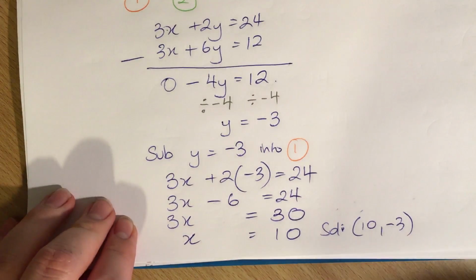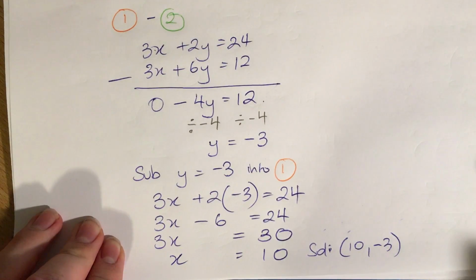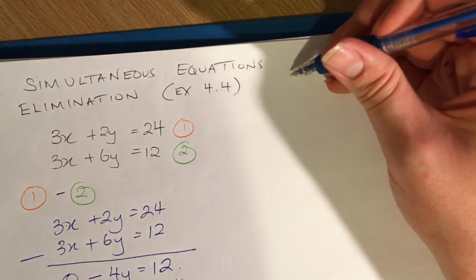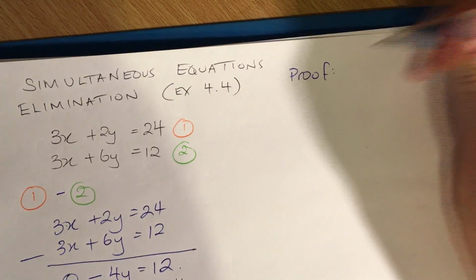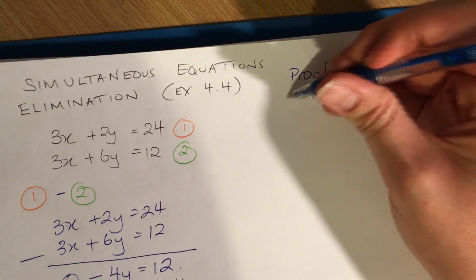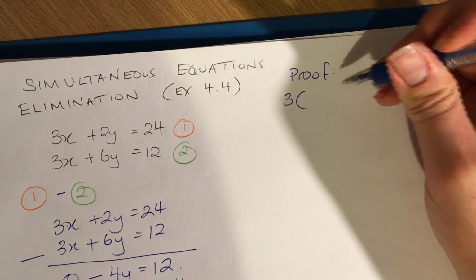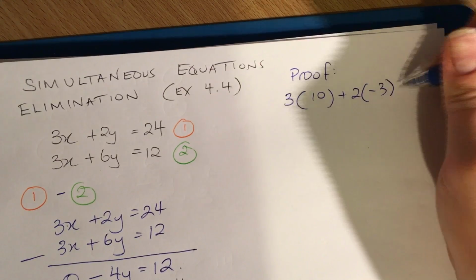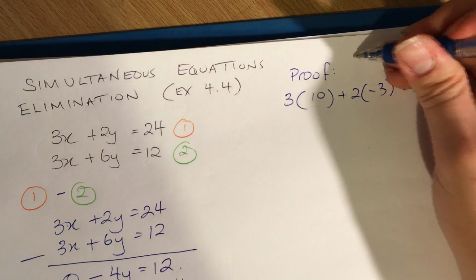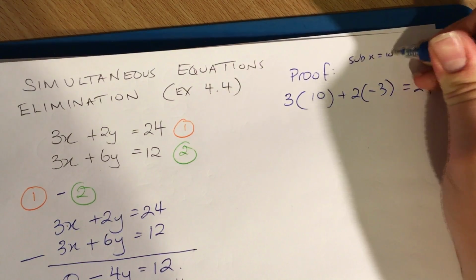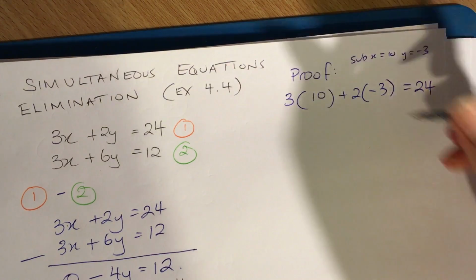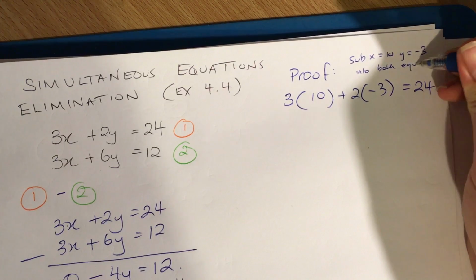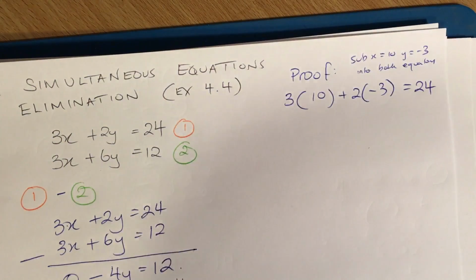But have I just been saying a whole bunch of rubbish? Will this actually be true? Let's prove it. Again, remember, proofs are just optional. This is just to see whether or not what I've just said is nonsense. So I'm just substituting x equals 10, y equals negative 3 into both equations. And if I get the correct answers, then I know I'm all okay.